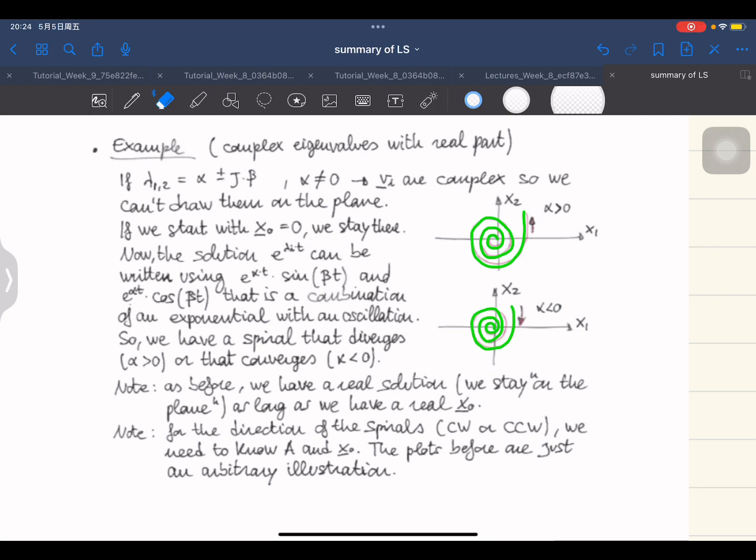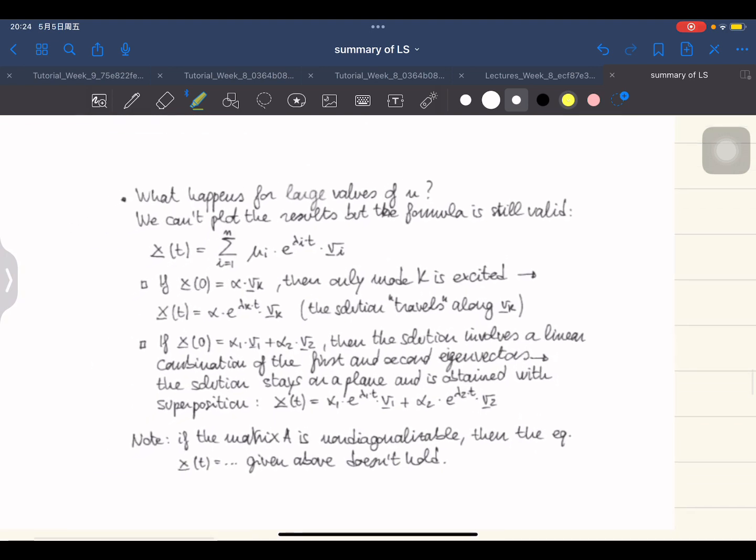So let's see the example of complex eigenvalues with a real input. If we start with this one, we can stay there. Now the solution can be written using this one and this one. That is a combination of an exponential with an oscillation. So we have a spiral that diverges or converges. As before, we have a real solution. We stay on the plane as long as we have a real S0. For the direction of the spirals, CW and CCW, we need to know A and S0. The plots before are just an arbitrary illustration. So what happens for large values of t? We can plot the results, but the formula is still valid for this value.